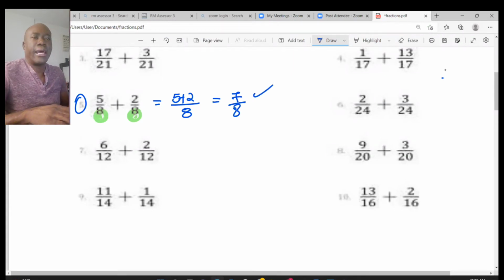It does not get harder than that. The moment we're adding the same denominators, all we have to do is work on the numerators, because we're operating from the same whole.